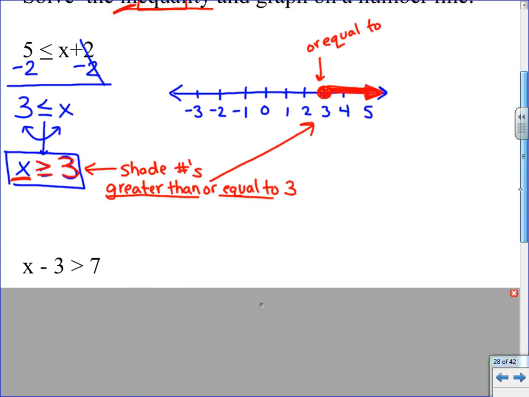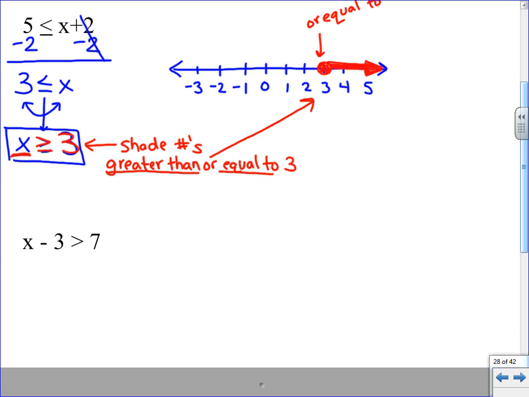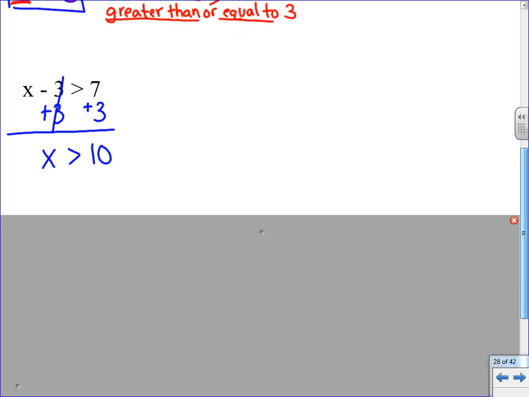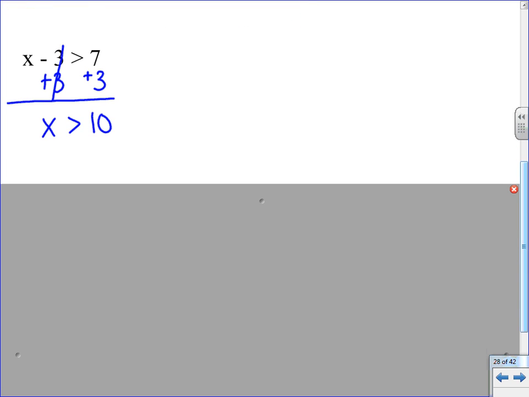Now let's try to solve this one. x minus 3 is greater than 7. It's just like solving an equation. To undo the subtraction, we need to add on both sides. The subtraction and addition cancel each other out, and we're left with x is greater than 10. The nice thing about this answer is that the x is already first. It's already on the left side, so we don't need to change anything.